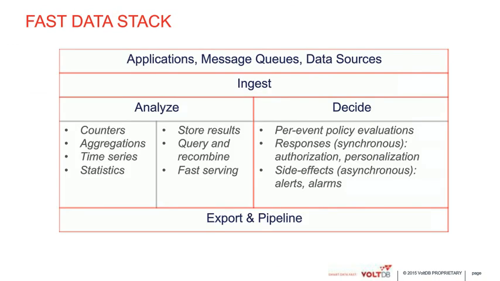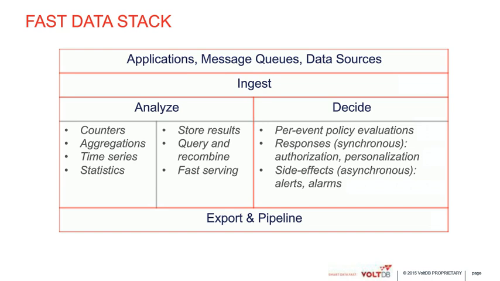And to try to communicate that, we've placed these into something that looks like a hierarchy or a stack. That's the title of this webinar, the Fast Data Stack. At the top, you have applications and message queues, data sources. The stack has to be capable of ingesting these. And then there are both analytical and decision or transactional processes that occur after that ingestion. And then connections to the big data side to accommodate export and the construction of data pipelines from the fast to the big side. On the analytics side, there are really two key requirements.